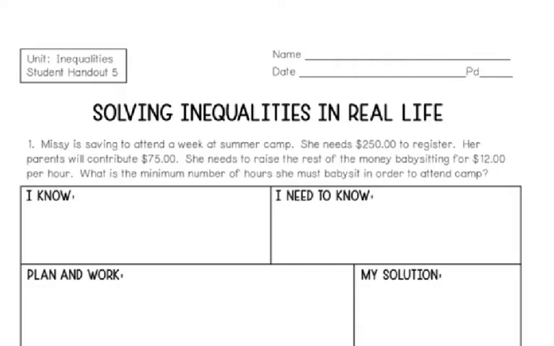Our first situation says Missy is saving to attend a week at summer camp. She needs $250 to register. Her parents will contribute $75. She needs to raise the rest of the money babysitting for $12 per hour. What is the minimum number of hours she must babysit in order to attend camp?